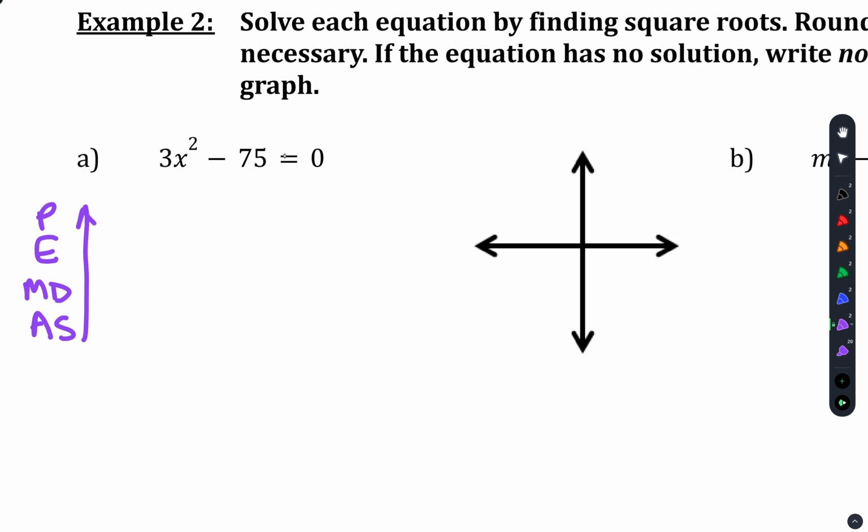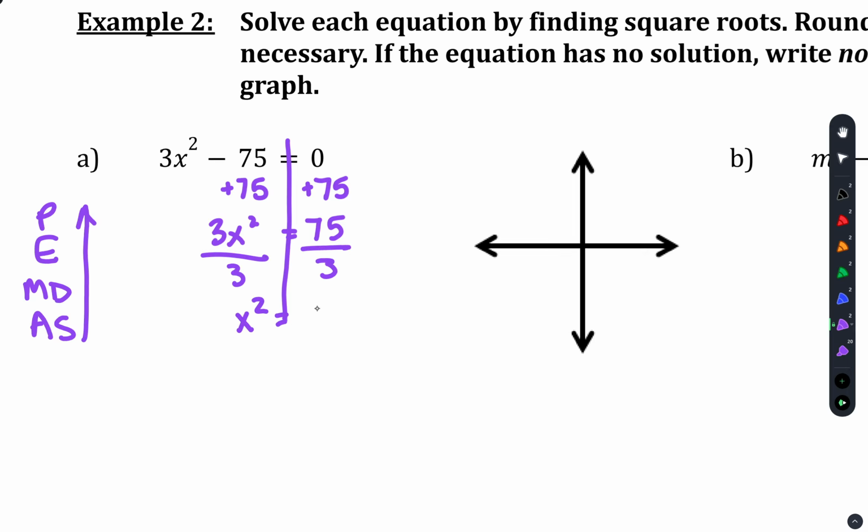I split it down the equal sign. I'm going to add 75 to both sides. This is 3x squared equals 75. I'm going to divide both sides by 3. X squared equals 25. And then once that variable is isolated, to get rid of the square, we square root both sides. So I'm going to do the square root of this side, the square root of this side.